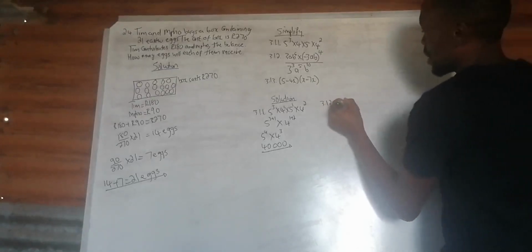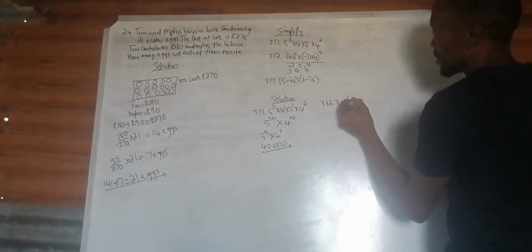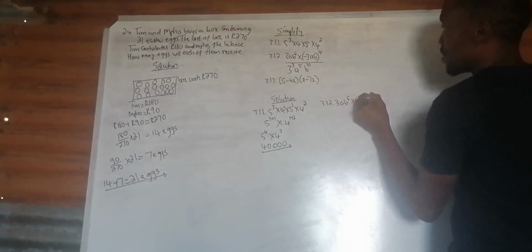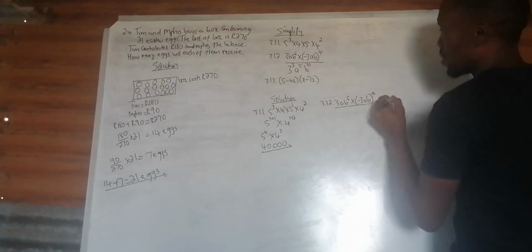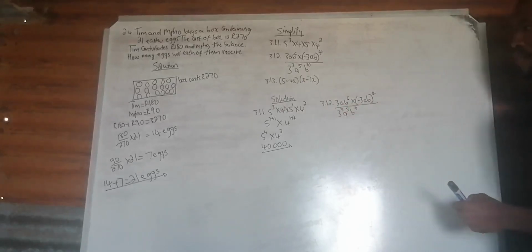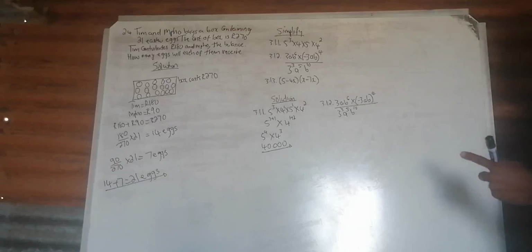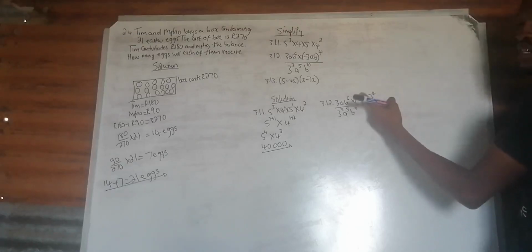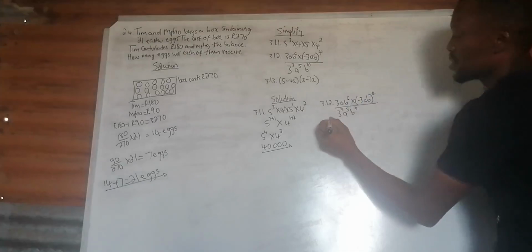3ab^6 times (negative 3ab^4)^2 divided by 3^3 a^5 b^10. Again, now when we are here, it is important that we deal with this first. So we're going to leave this.